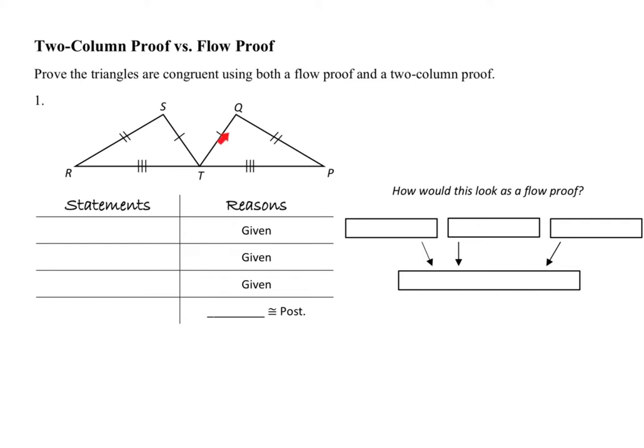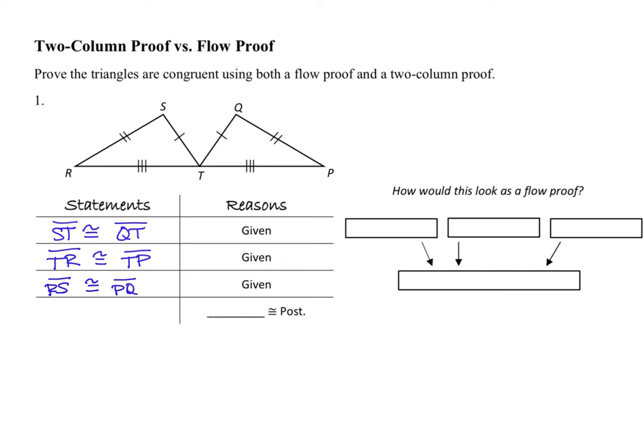So if we look at these triangles, we already have lots of given information due to these congruency marks. So let's take a look at this first one and let's just go in order. If we look at ST, ST is congruent to QT. Now I'm just going to continue around the triangle. So if I went ST, now I'm going to do T to R. So TR is going to be congruent to TP. And then lastly, we have segment RS is congruent to segment PQ.